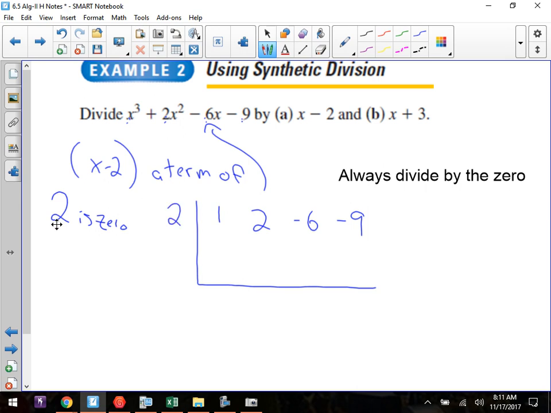Now, remember, the process for doing these things is you always drop the first term to here. And what do I do to the outside numbers? Multiply, good. What's 2 times 1? Good job. What's 2 plus 2? 4. What's 2 times 4?